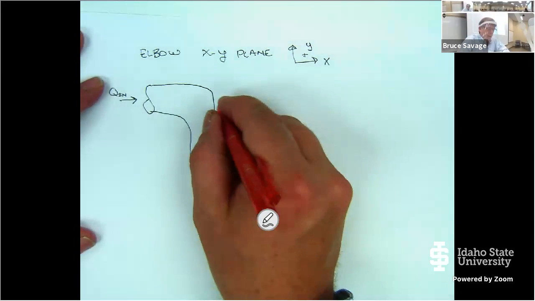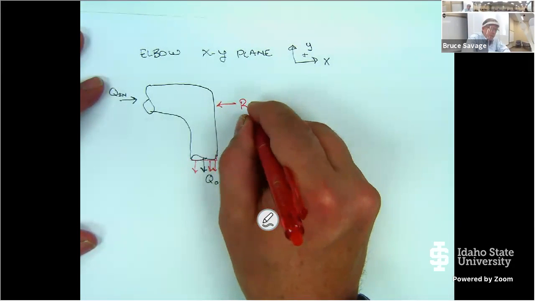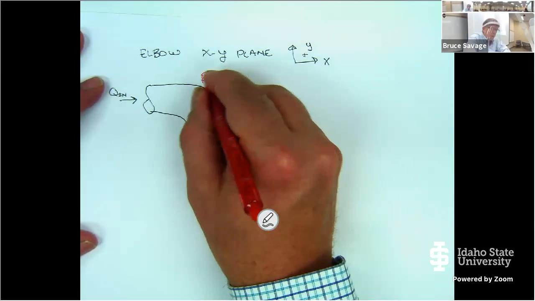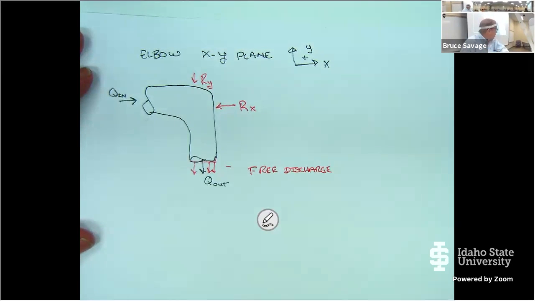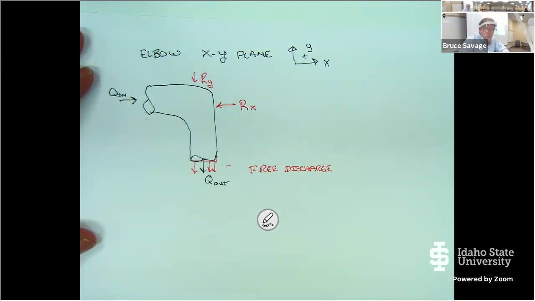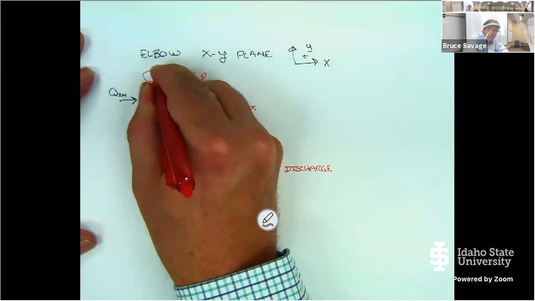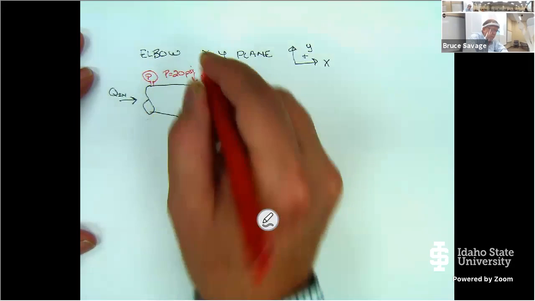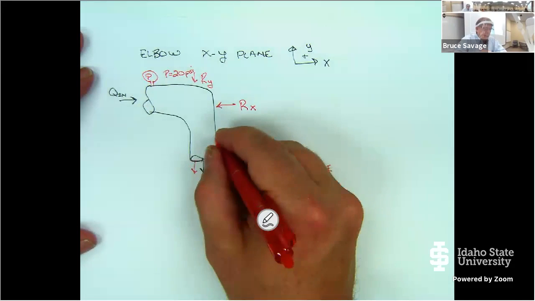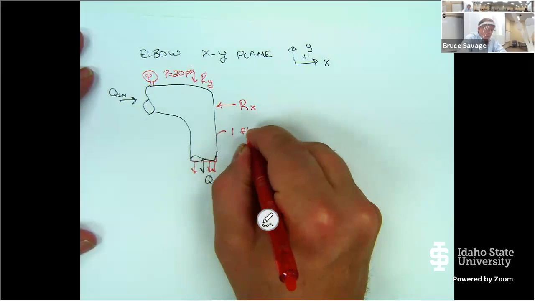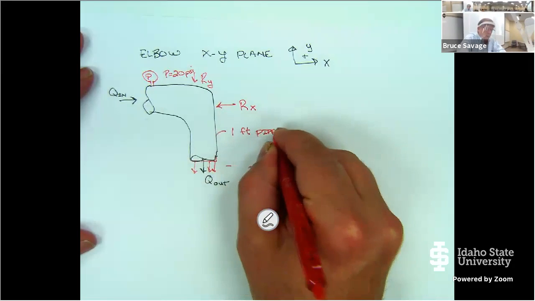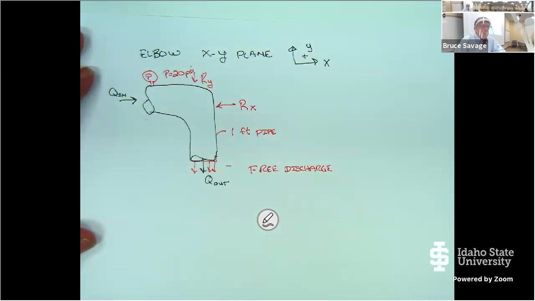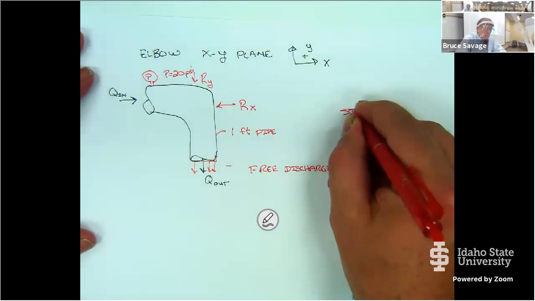And we want to know what kind of constraints we need to put on here. So the reaction force in the X and the reaction force in the Y, and then we'll design the thrust block based off of those. But let's say over here on the inlet, we have a pressure gauge and P is equal to 20 PSI. And I don't know, this is a 1 foot pipe. Okay. So our goal is to size a thrust block.